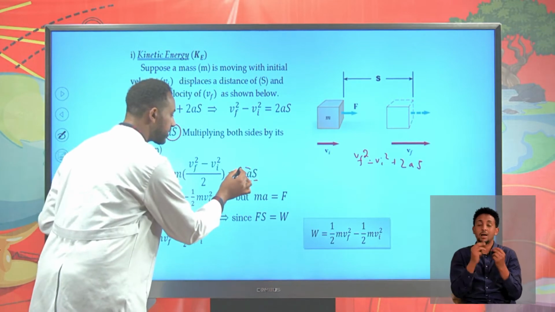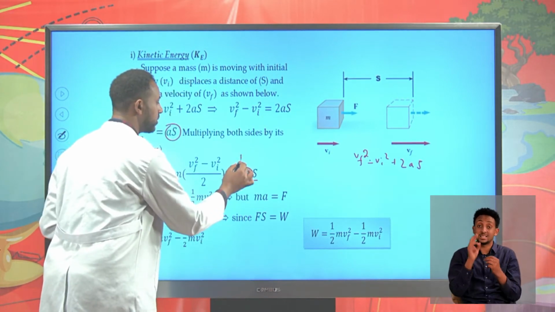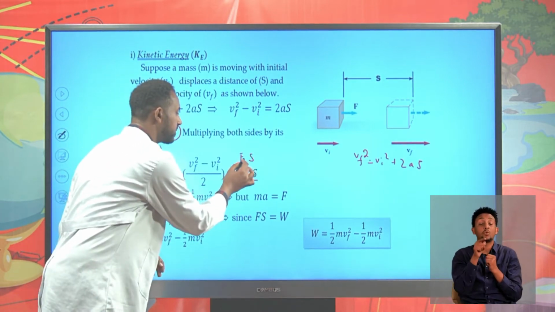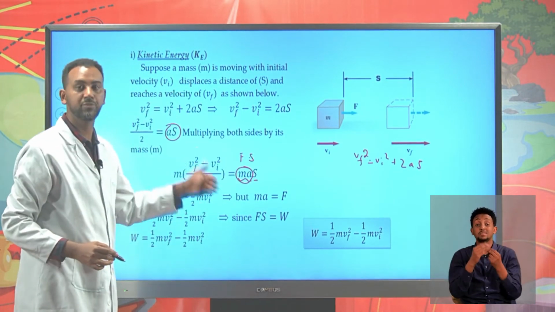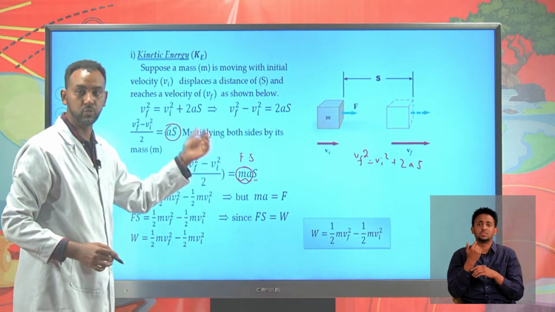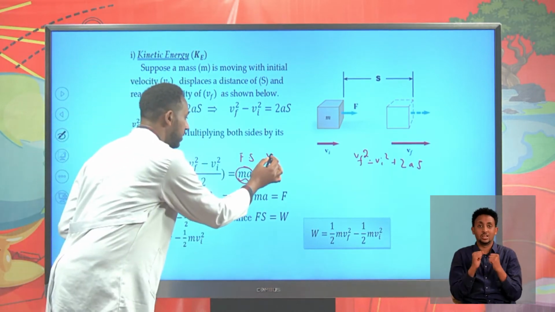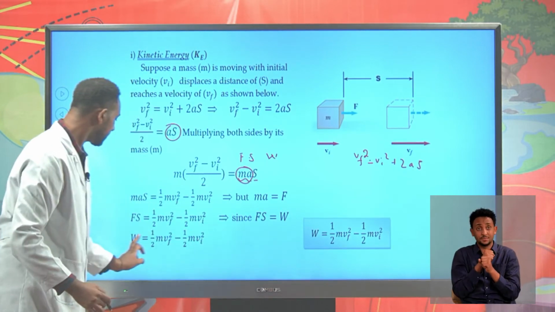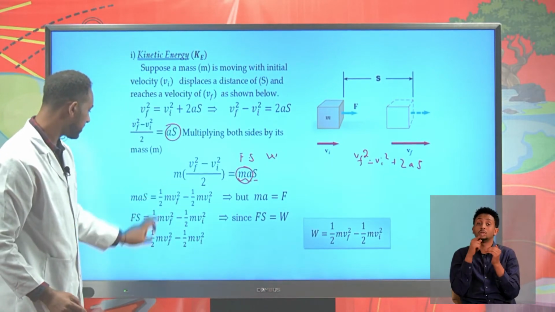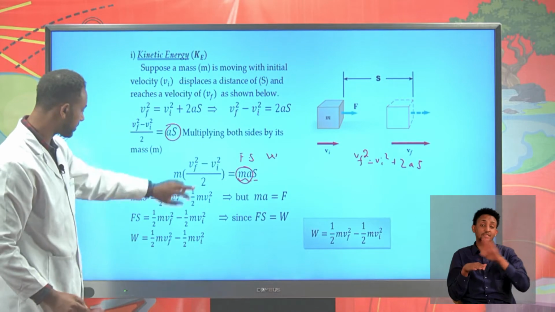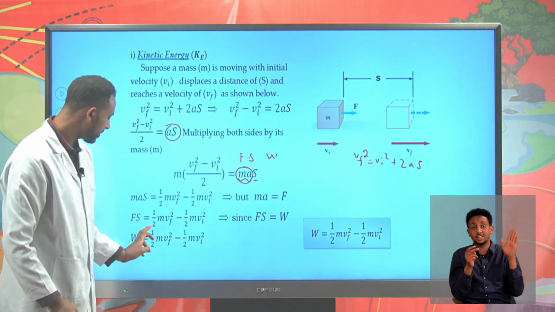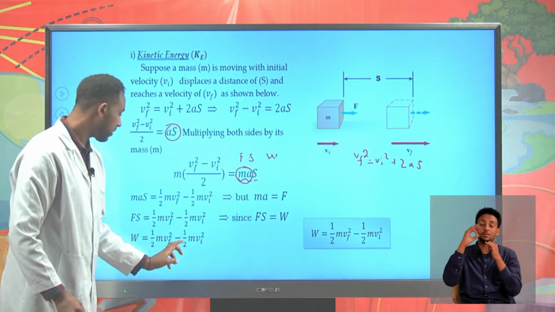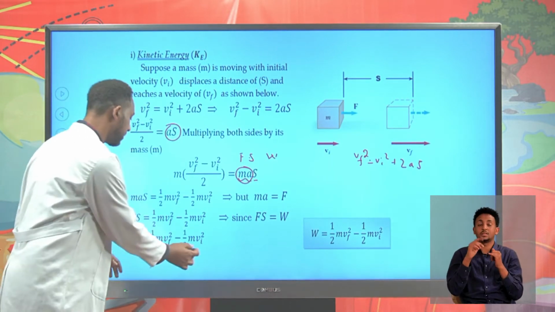Mass times acceleration is known to be force, okay? And here you have displacement. Force times displacement, we have previously mentioned, is work. So work is equal to, after rearranging, 1 over 2 m the final velocity squared minus 1 over 2 m the initial velocity squared.